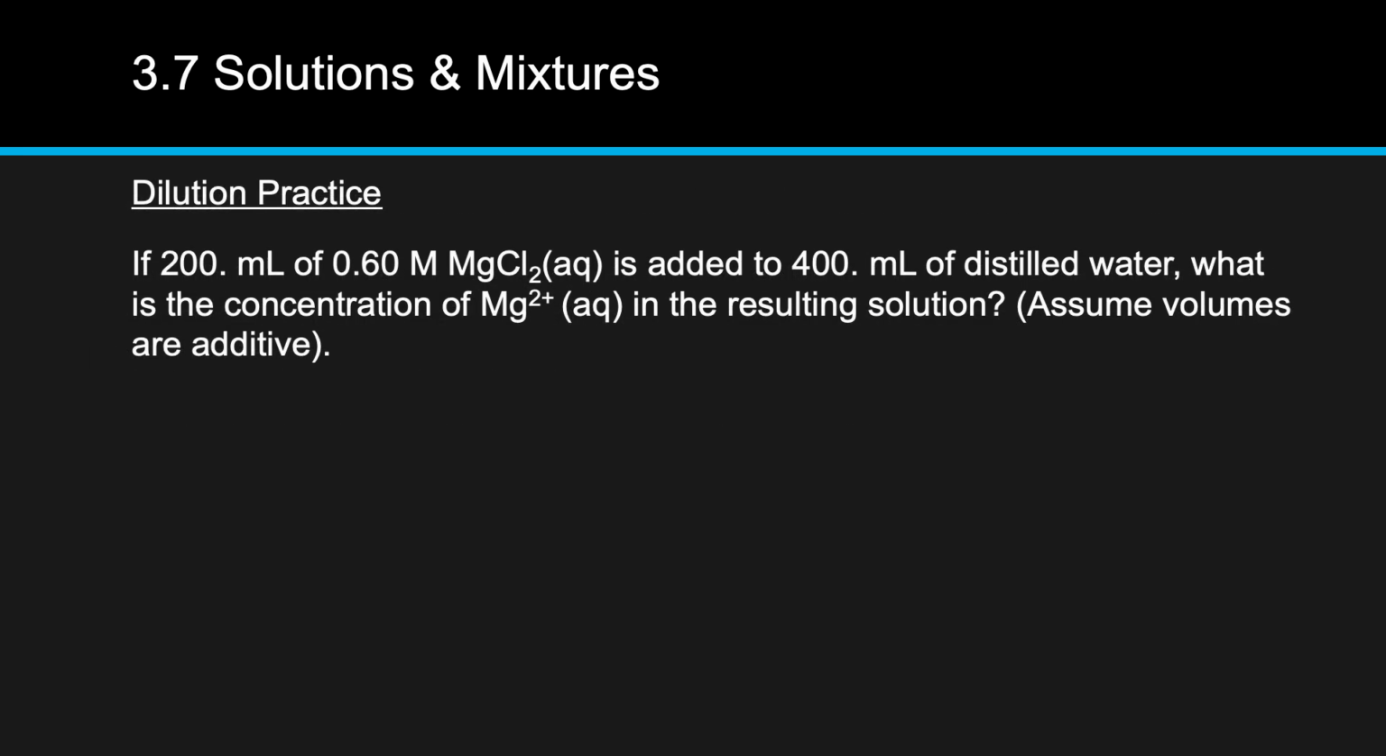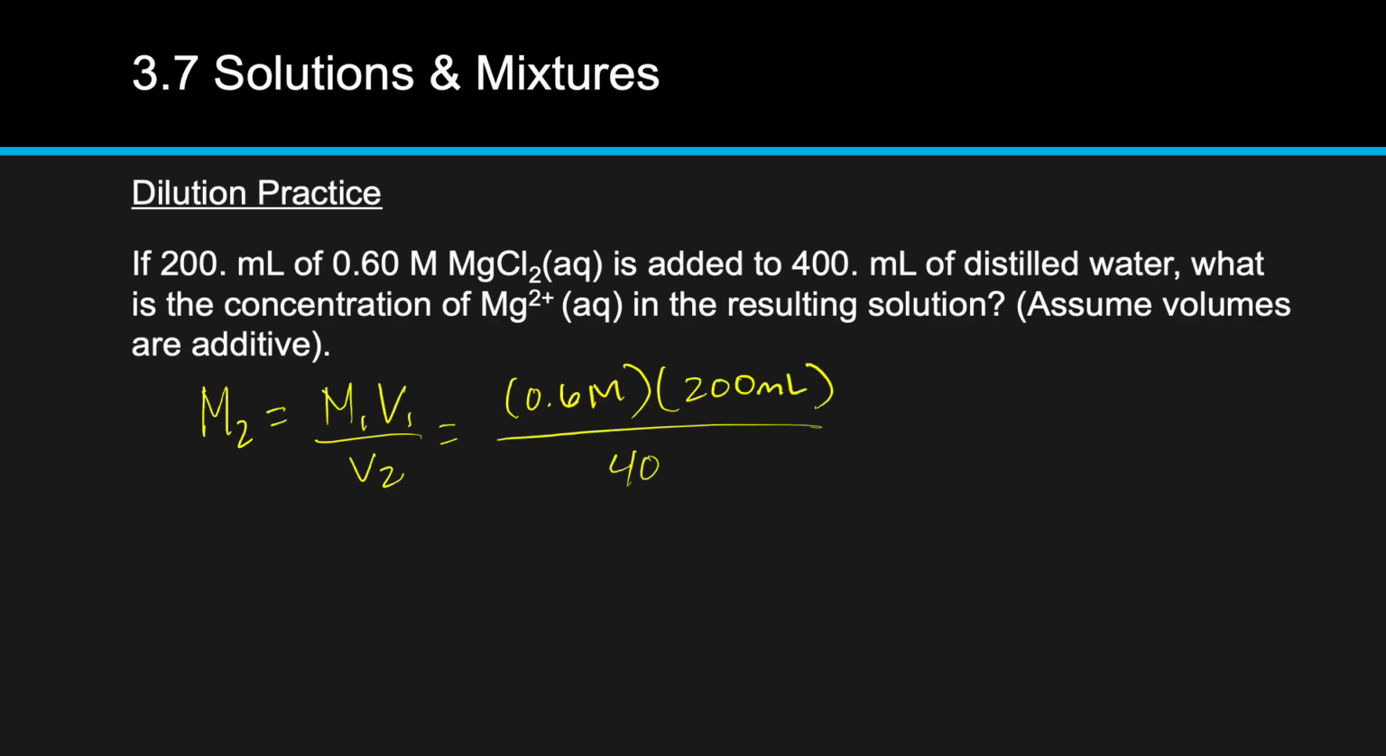All right, let's do another one of those. If 200 milliliters of 0.6 molar magnesium chloride is added to 400 milliliters of distilled water, what is the concentration of Mg2+ ions in the resulting solution? Assume volumes are additive. So we have an initial concentration and volume, and we have a final volume. So let's go ahead and assume first we're going to solve for the final concentration of our magnesium chloride. So we have an initial concentration of 0.6 molar, an initial volume of 200 milliliters, and a final volume of 400 milliliters.